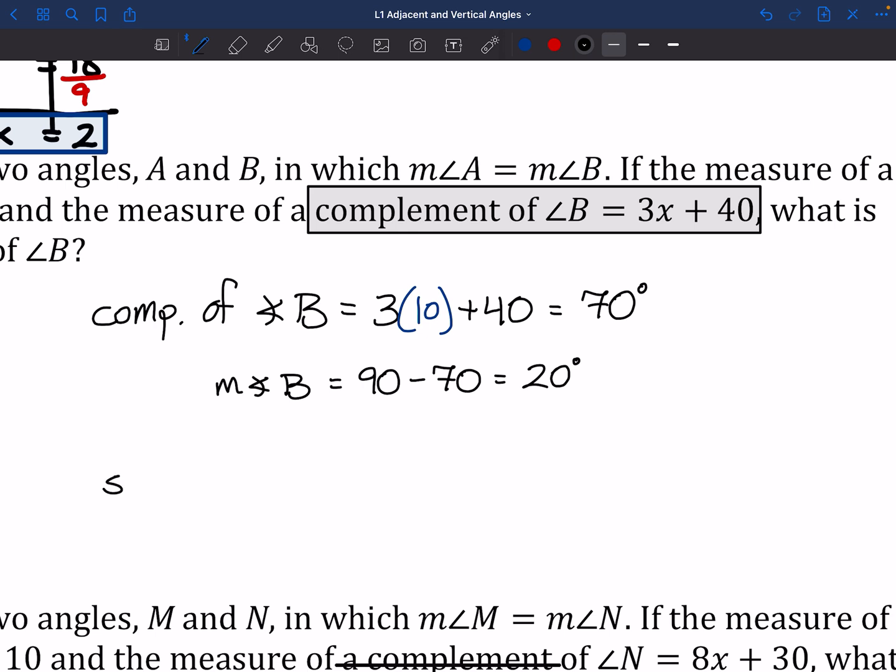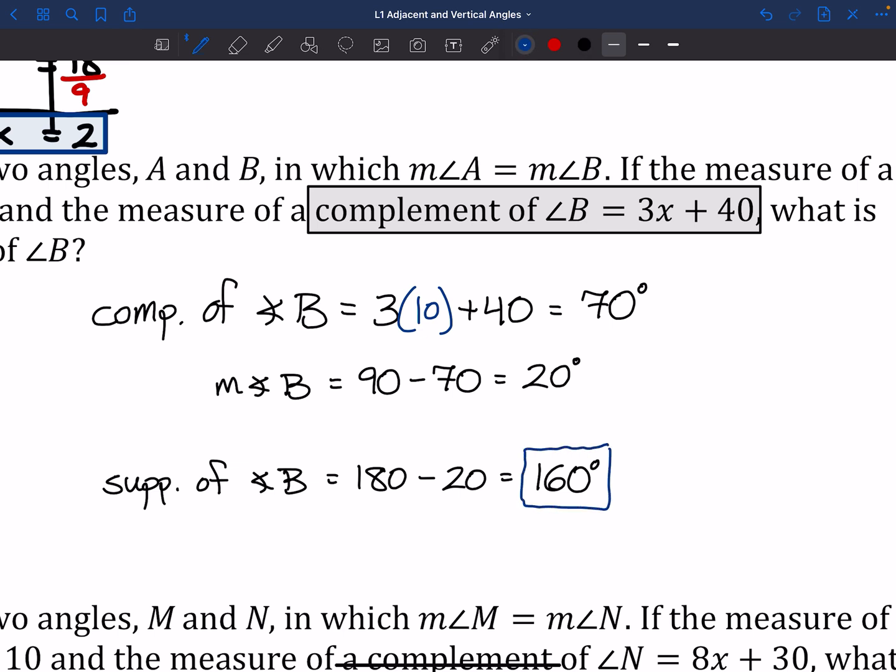Last but not least, we need the supplement of angle B. Right? And the supplement is just how far it is to get to 180. So we can start with 180, take away the piece that we know, which is now angle B. And that means that our supplement that we need left over is 160 degrees.